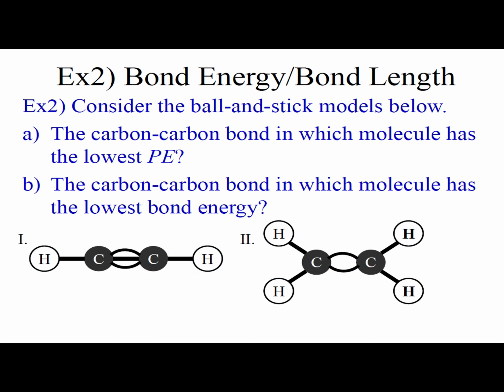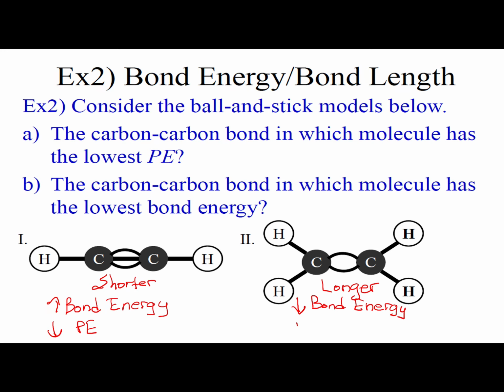So here's a little model here. It says, consider the ball and stick models below. The carbon-carbon bond in which molecule has the lowest potential energy, and which has the lowest bond energy? So we have a triple bond here, and we have a double bond. So our triple bond has the shortest bonds. Shorter is higher bond energy, which would be lower potential energy. These guys are longer, less bond energy, more potential energy.